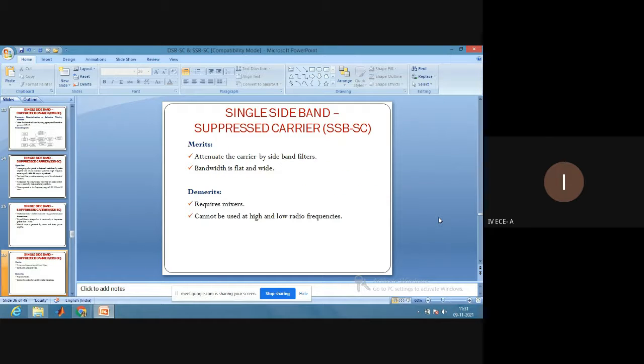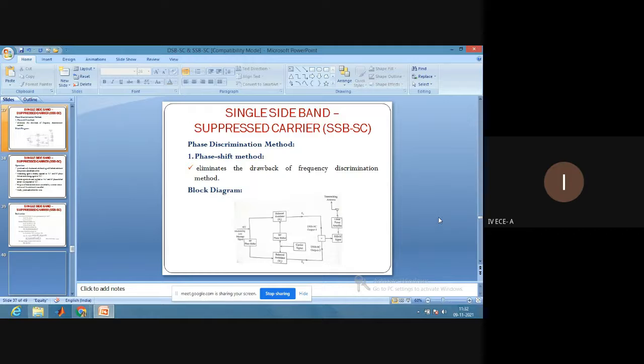The merits of this modulator circuit are that it attenuates the carrier by sideband filters, and the bandwidth is flat and wide. The demerits are that it requires mixers and cannot be used at high and low radio frequencies. The next method is the phase discrimination method. Under that, first we'll discuss the phase shift method.